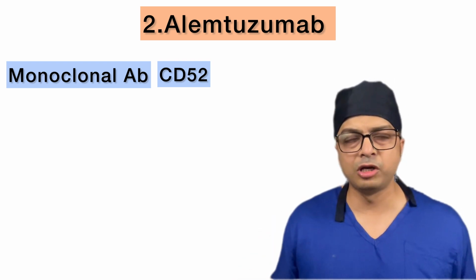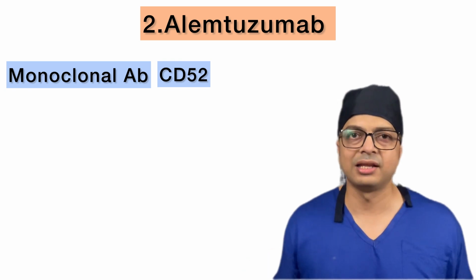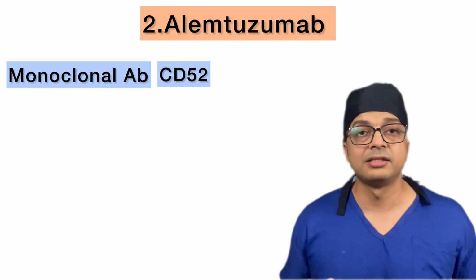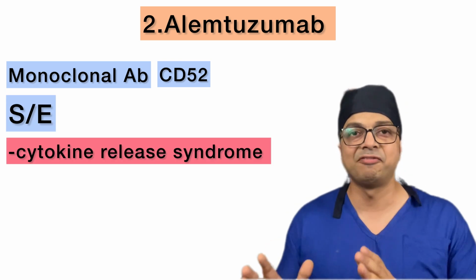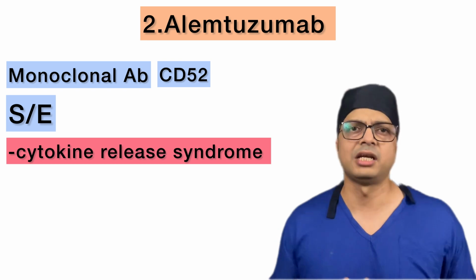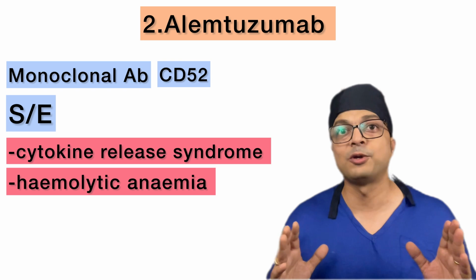Alemtuzumab decreases the proliferation of T cells, B cells, natural killer cells and monocytes. Like ATG, this drug also causes cytokine release syndrome, but the good part is that the effect is mild. The other side effects of concern are hemolytic anemia and thrombocytopenia.